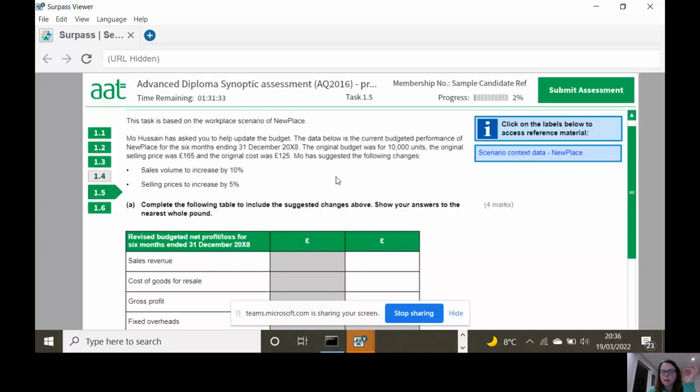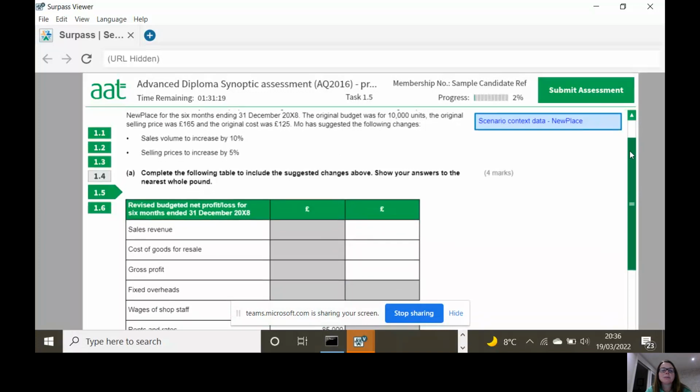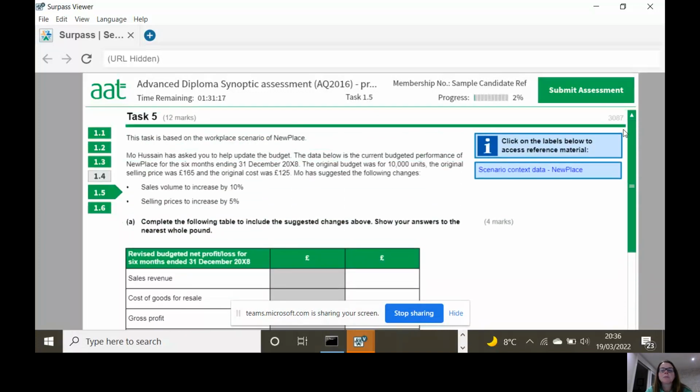Right, so this task, by the way, is all computer marked and it is predominantly about management, so the MAC unit. The data below is the current budgeted performance of New Place for the 6 months ending 31st December X8. The original budget was for 10,000 units. Original selling price £165, original cost £125.